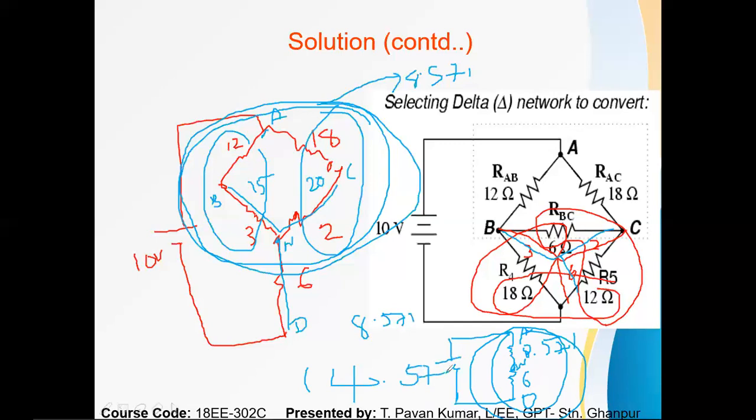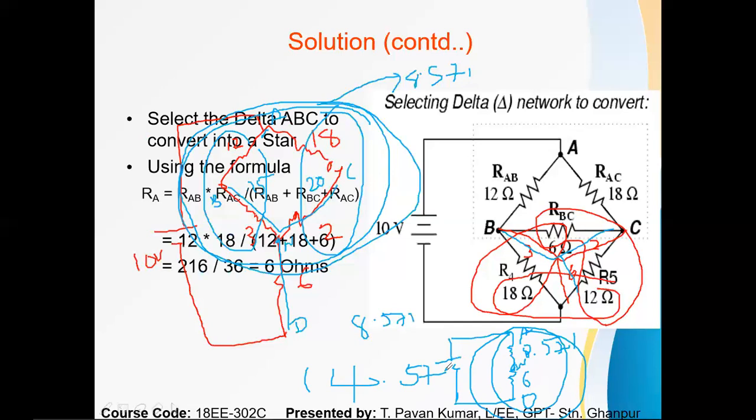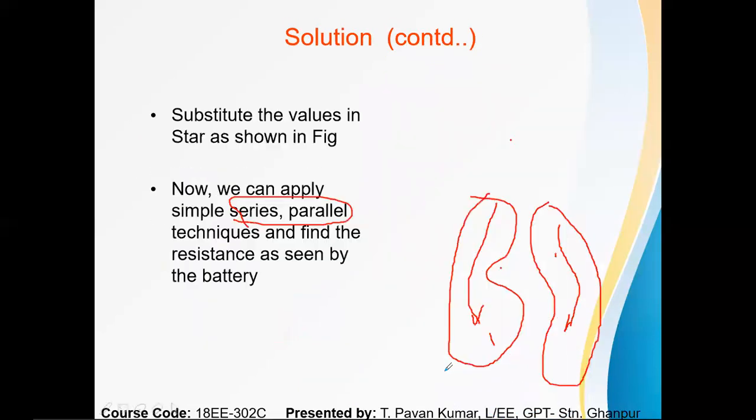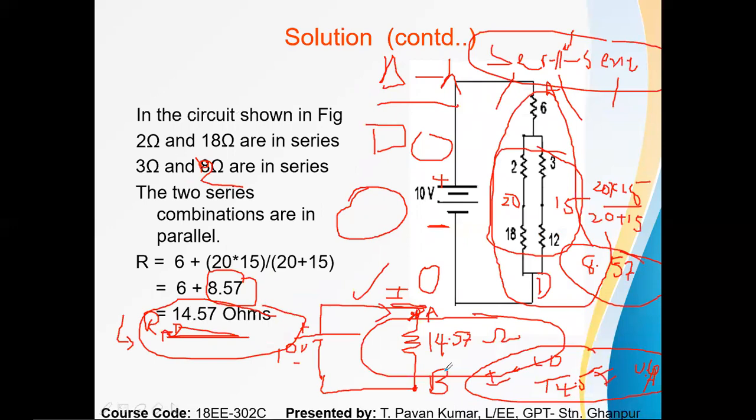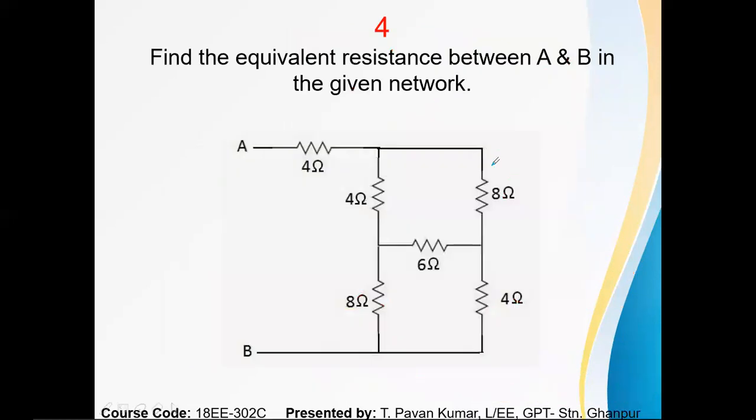Let me check. Right, 14.57. So what I want to conclude is you can approach with any one of the delta connections, any one of the star connections. You should not do both deltas at a time. You can follow the down delta or the up delta. That is your interest, right? Hope you are clear.